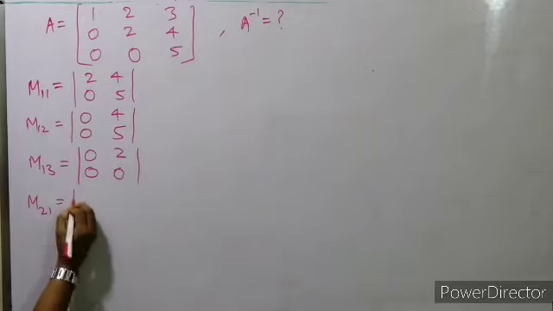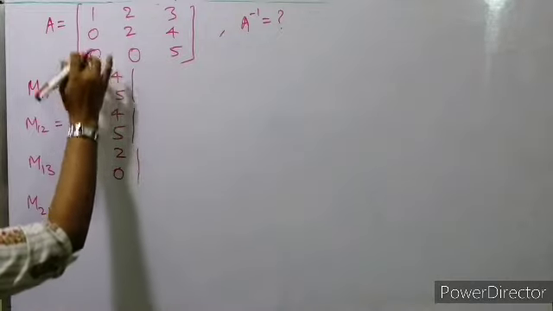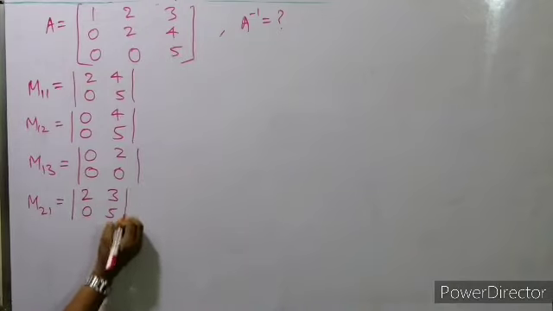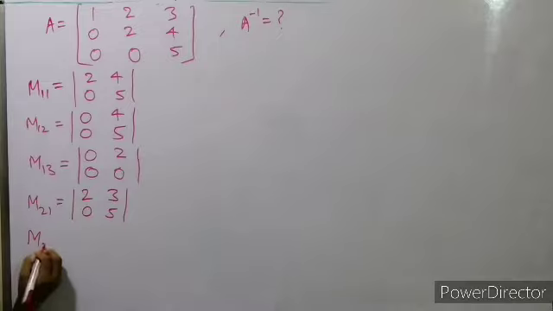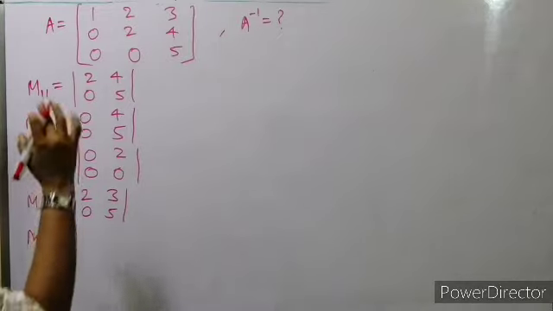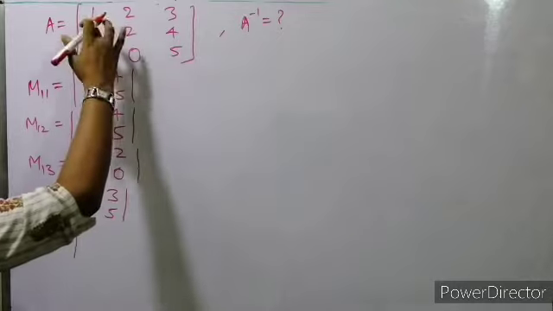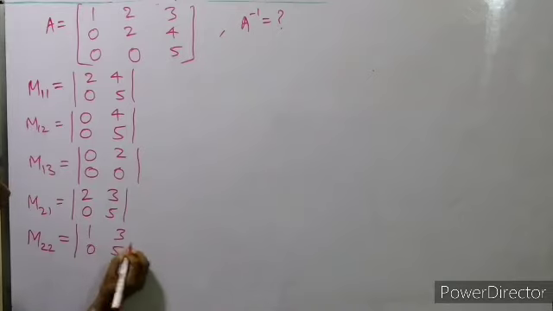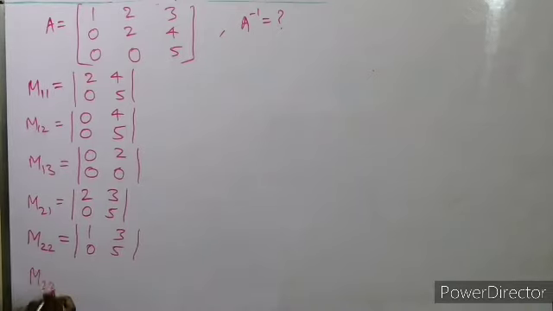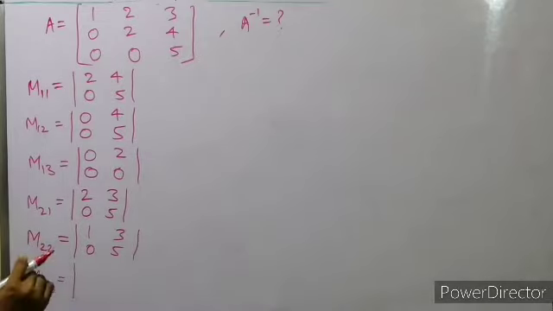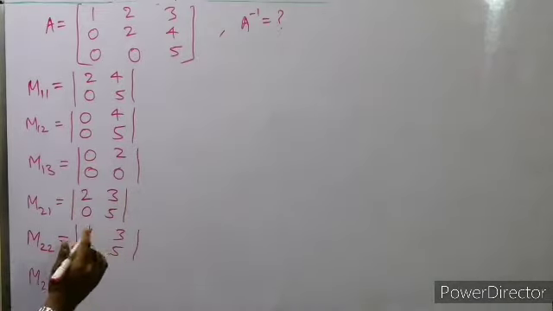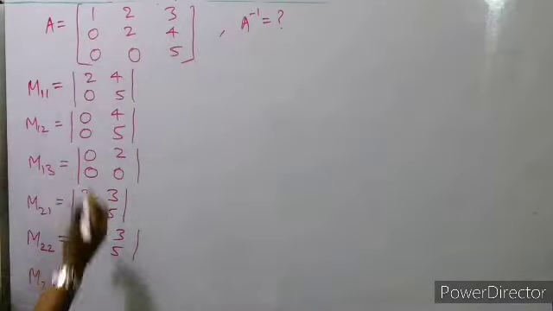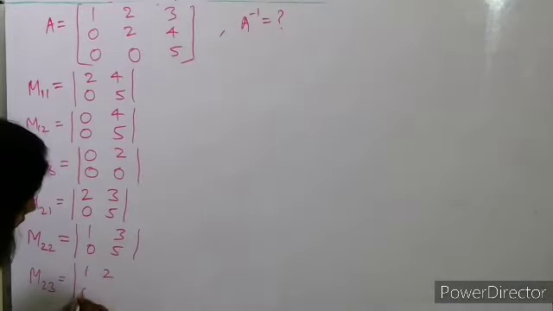M21, second row first column. So what are we getting? 2, 3, 0, 5. Now M22, we have to hide the second row and second column. So what will we get? 1, 3, 0, 5. Now M23, second row and third column we have to hide. So what values are we getting? 1, 2, 0, 0.